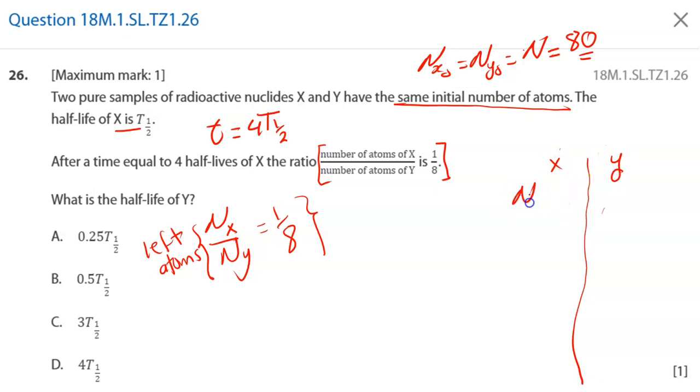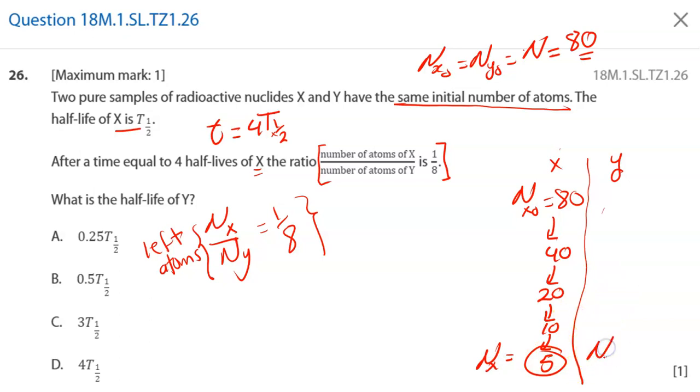For X, we'll start with 80. And we know that the time passed until the ratio becomes 1/8 is equivalent to 4 half-lifetimes of X. That's given in the question itself. So I'll reduce it by 50%, 40. This is the first half-lifetime. The second half-lifetime, 20. The third half-lifetime is 10. The fourth half-lifetime reached 5. So this is N of X. This is the number of atoms left in our sample X after 4 half-lifetimes.